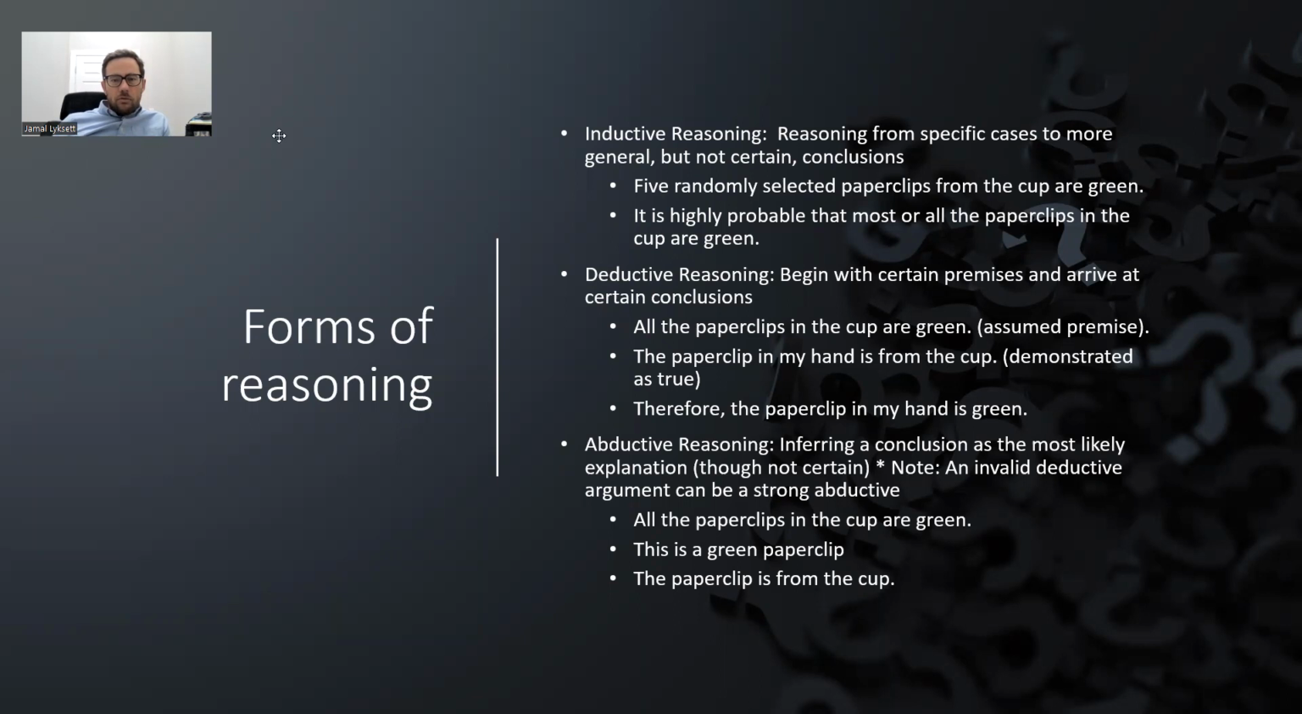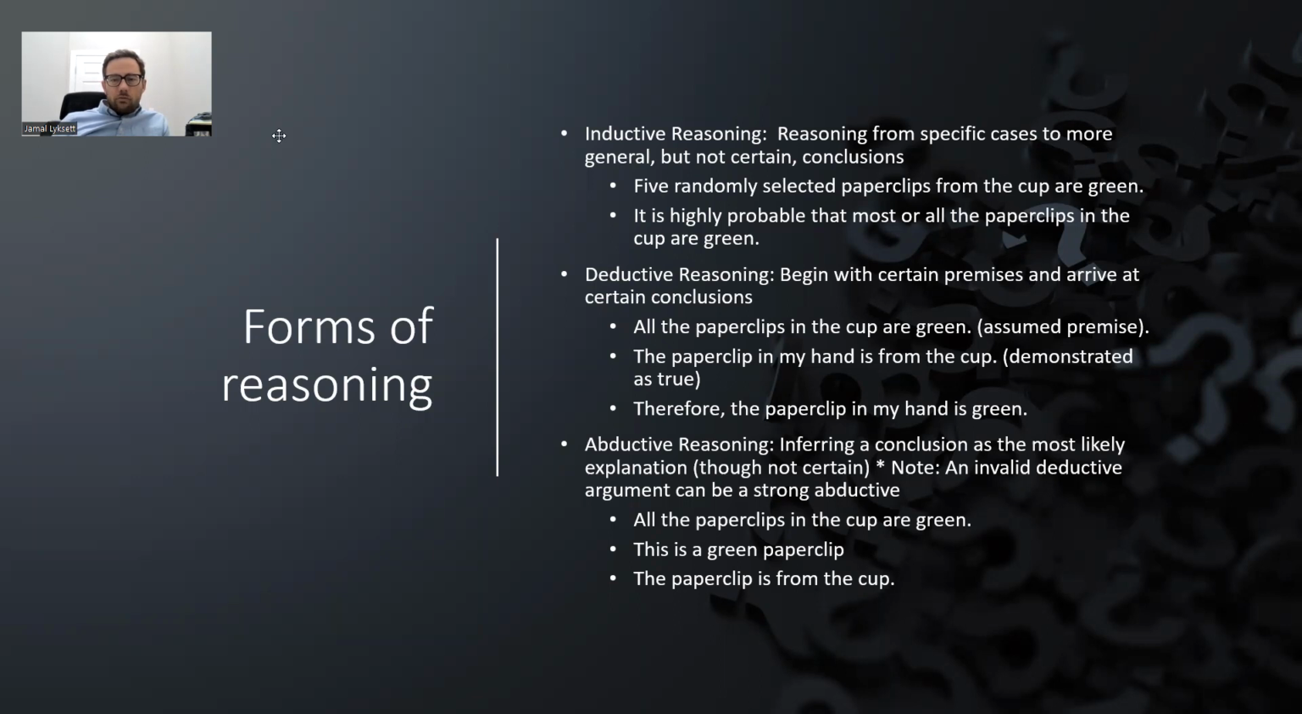How do we determine that? Well, we determine that by just looking at specific examples of paper clips coming from the cup. Each of those is green, and so we draw that conclusion that it's highly probable that most or all of the paper clips in the cup are green. So what do we know then about inductive reasoning? That we can never get a certain conclusion from inductive reasoning.